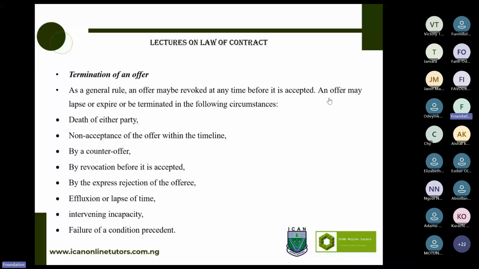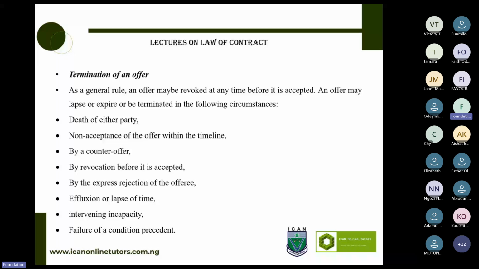So an offer can be terminated through revocation, usually by the offeror before acceptance. An offer can be terminated through rejection, usually by the offeree. Any question, class? So let's not explain other things. Now the other thing is the death of either party. So if the offeror dies, it can bring about the end of the contract or the end of the offer as a whole.